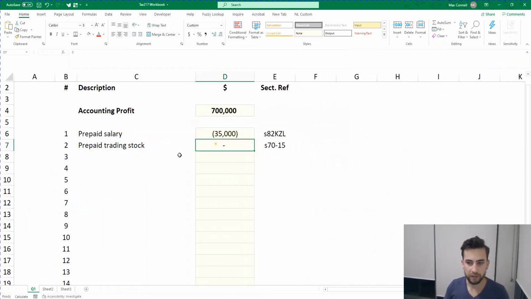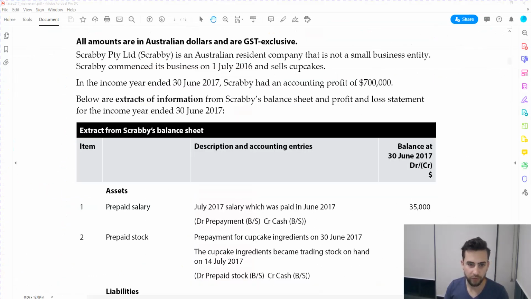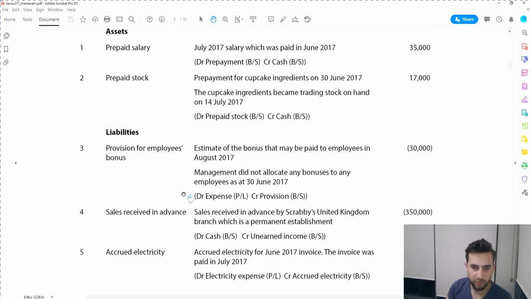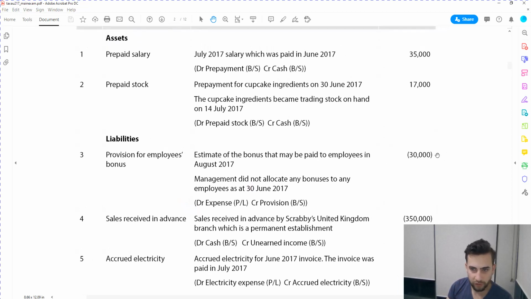Okay, let's move on to the next point, which is number 3, provision for employees' bonus. For this question, the first thing to note is how they've treated it in their financial statements, and they've actually got an expense in there already of $30,000. So now let's consider, how do we treat this for tax? It's a bonus that may be paid to employees in August 2017. Management did not allocate any bonuses to any employees as at 30 June 2017.